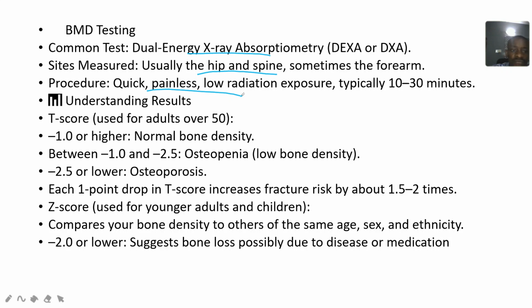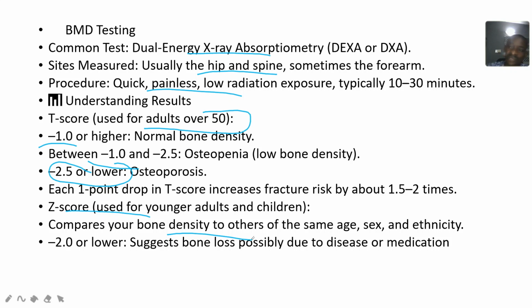So if the adult is over 50, most of the time, if the levels are -1 or higher, it shows you that there's normal density. If it is between -1 and -2.5, it shows you that there's low bone density, but it hasn't gotten to osteoporosis. So it's still at what? Osteopenia. But anything below -2.5, there's what? Osteoporosis.